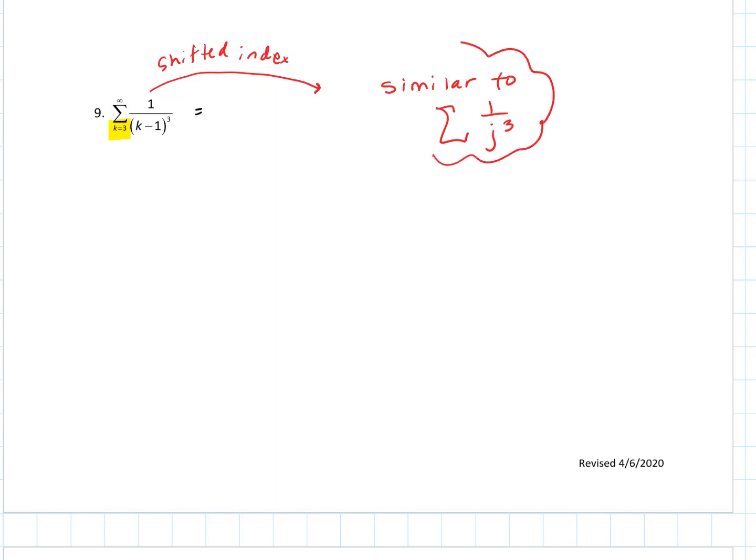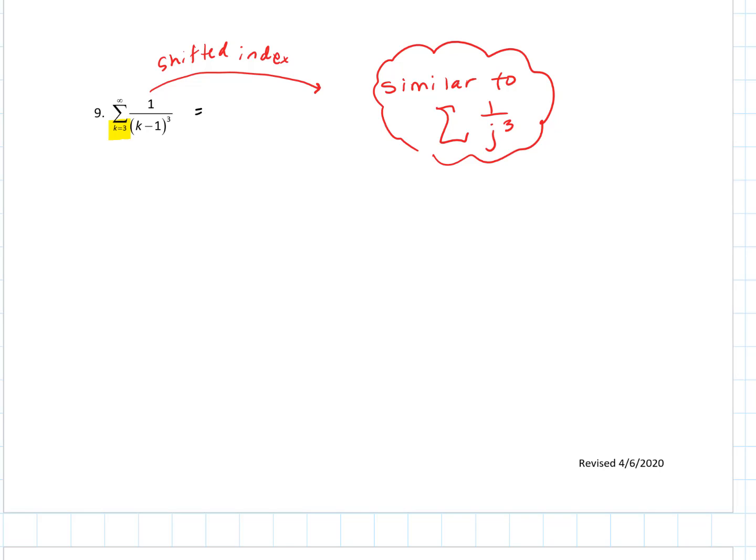We kind of keep this in our mind. And we think about, well, what does this look like? Could I shift it? Could I use my p series here? And the answer is absolutely. This is almost exactly the same as looking at the series from j equals 1 to infinity of 1 over j to the third. We might be missing a couple of terms. We might have shifted a little bit.